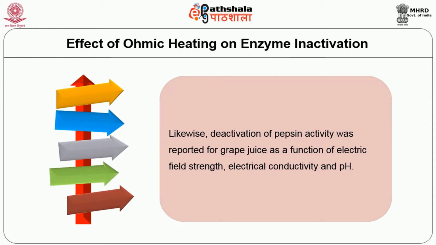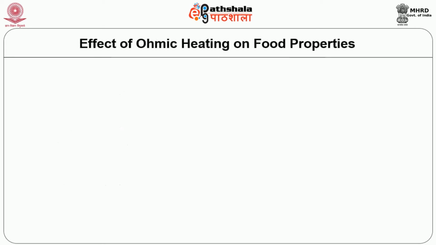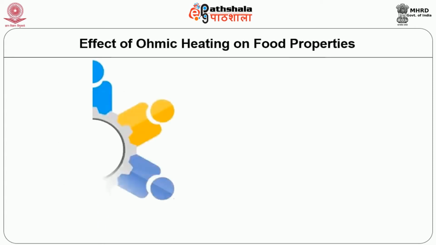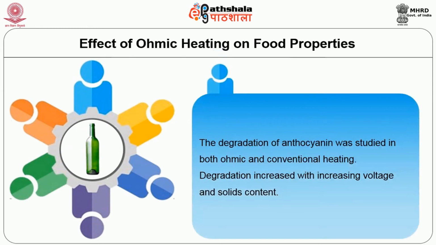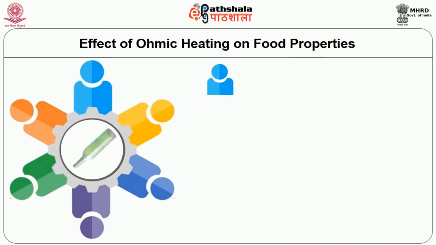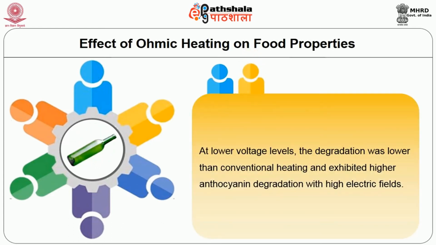Whatever may be the processing techniques, either conventional or modern methods, it will have its own impact on the quality of food. The next topic is about the effect of ohmic heating on food properties. The degradation of anthocyanin was studied in both ohmic and conventional heating. Degradation increased with increasing voltage and solid content. At lower voltage levels, the degradation was lower than conventional heating and also exhibited higher anthocyanin degradation with higher electric fields.